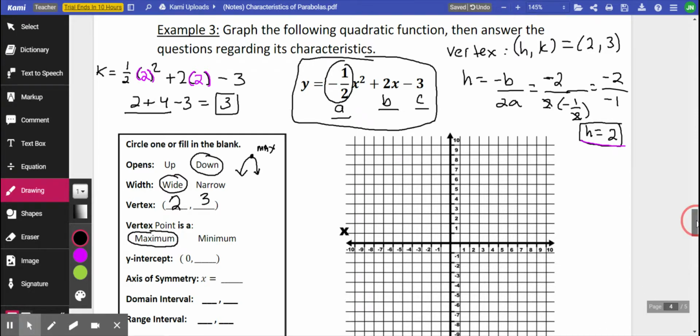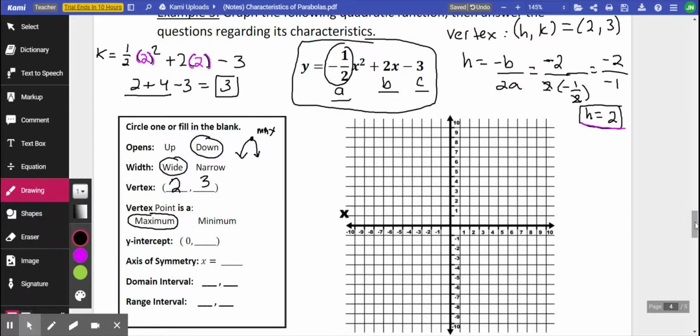Cool. The y-intercept. The y-intercept is where x equals 0. So when we plug in 0 for everything, what's left, right? So if we plug in 0 for the x, we plug in 0 here, plug in 0 there. What's left? The only thing that's left is the value of -3. So my y-intercept is -3. Okay, so let's go ahead and start with that, and then we'll move on to the axis of symmetry, then the domain and range.